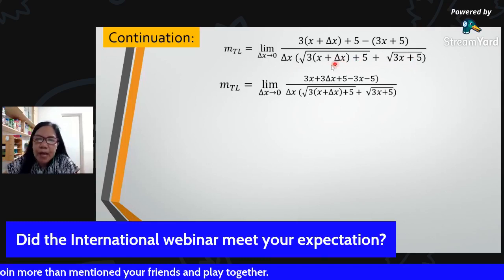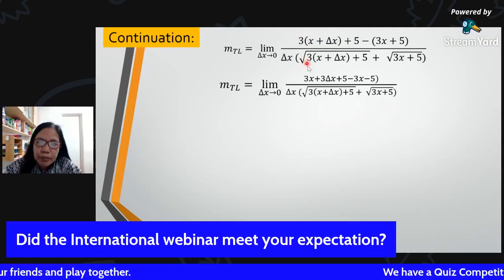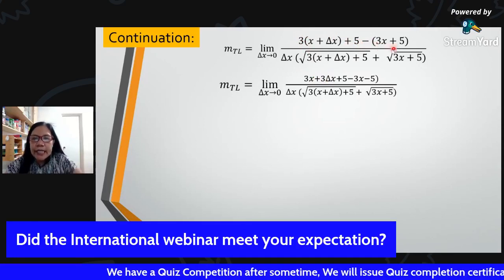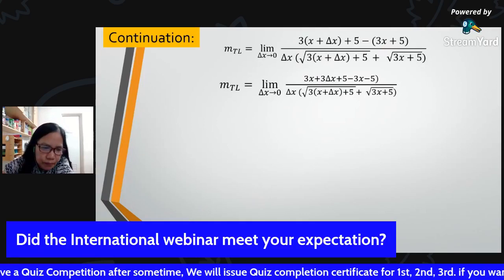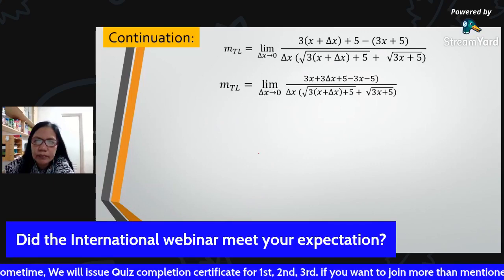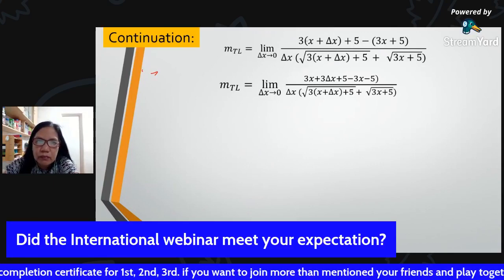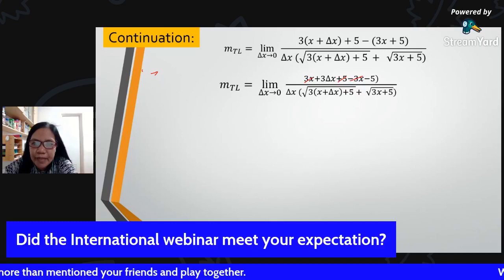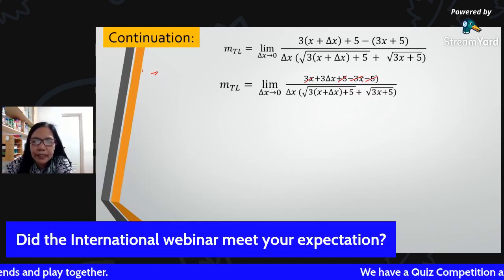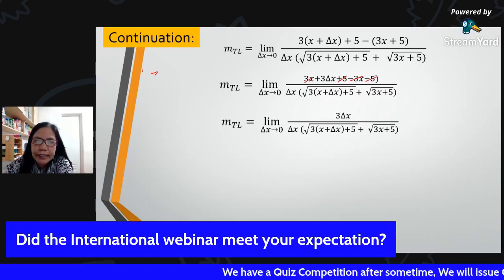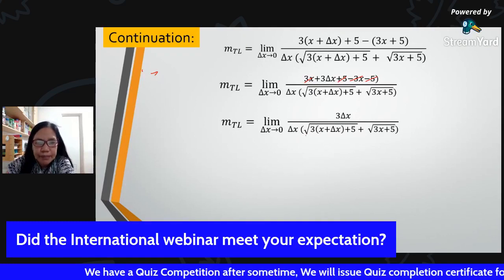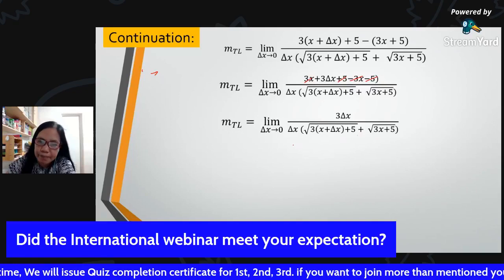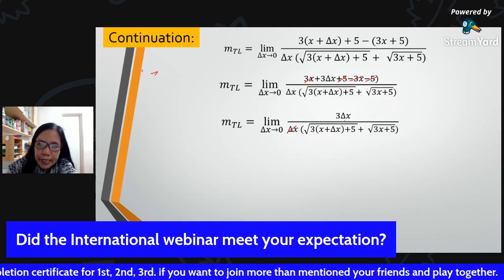So let us simplify the equation. By distributive property, we have 3x plus 3 delta x plus 5 minus 3x minus 5. So we have 3x minus 3x, and then plus 5 minus 5. So the remaining equation is 3 delta x all over delta x times square root of 3 times x plus delta x plus 5 plus square root of 3x plus 5. So we can cancel delta x.